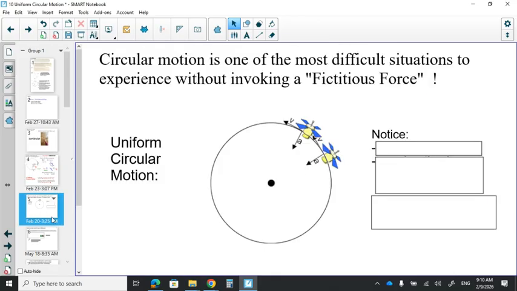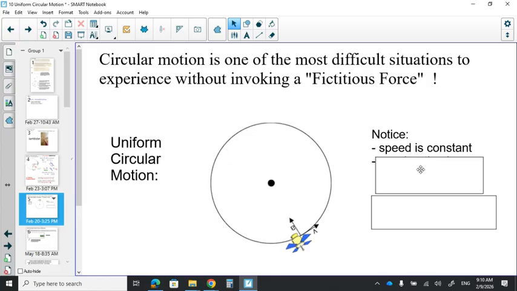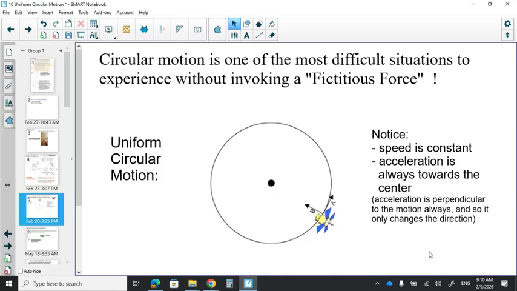All right, so circular motion is definitely one of the most difficult to experience without invoking a fictitious force belief. But note in this little animation, the speed is constant the whole time. It's just kind of jumpy because it's an animation, but picture it jumping around at a constant rate. And the acceleration is always towards the center in the diagram. So picture the padlock on a string. The string is always pulling towards the center, if you go back and watch the video.